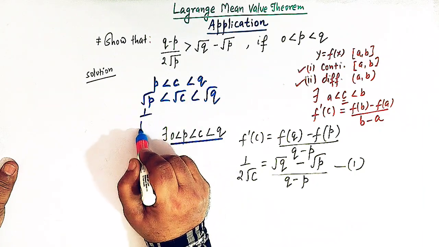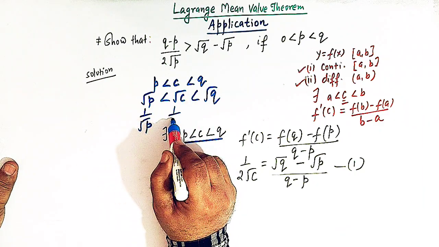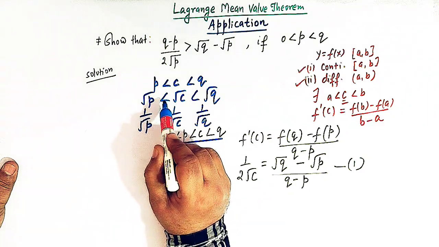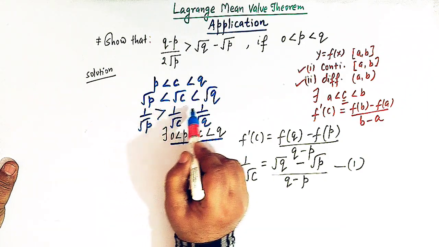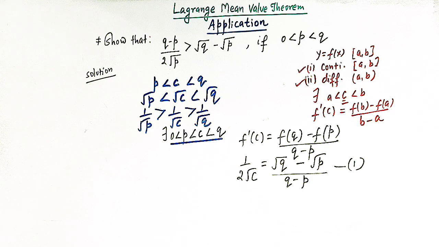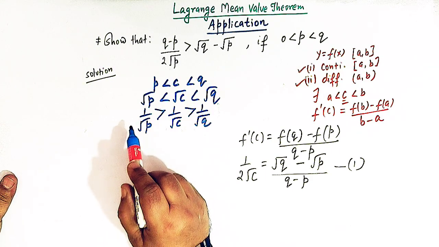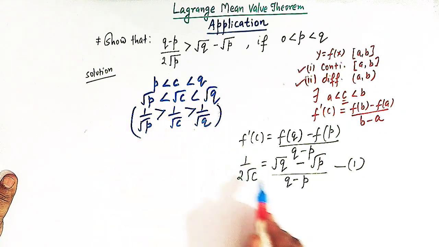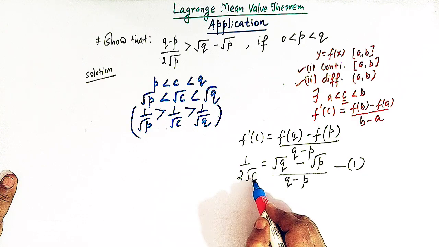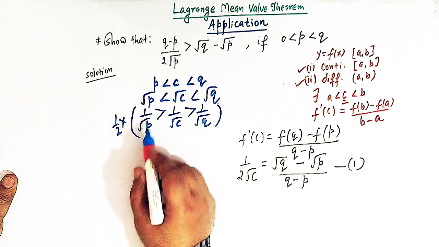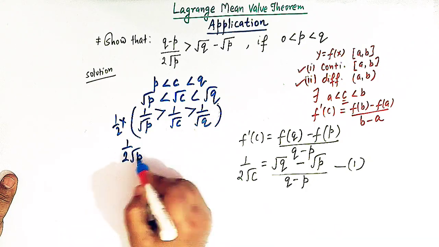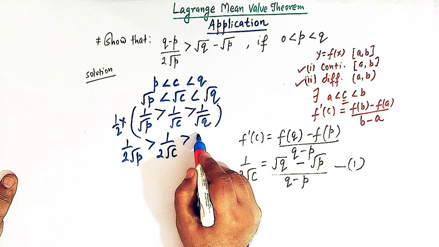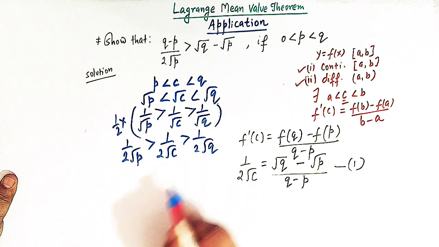So we have 1 over square root of P, here we have 1 over square root of C, and here we have 1 over square root of Q, right? And when we take the reciprocal, the direction of the inequality gets reversed. So now multiplying this inequality throughout by half, right? Because here we have 1 over 2 times square root of C. So now we have 1 over 2 times square root of P, and here we have 1 over 2 times square root of C, and here we have 1 over 2 times square root of Q, right?